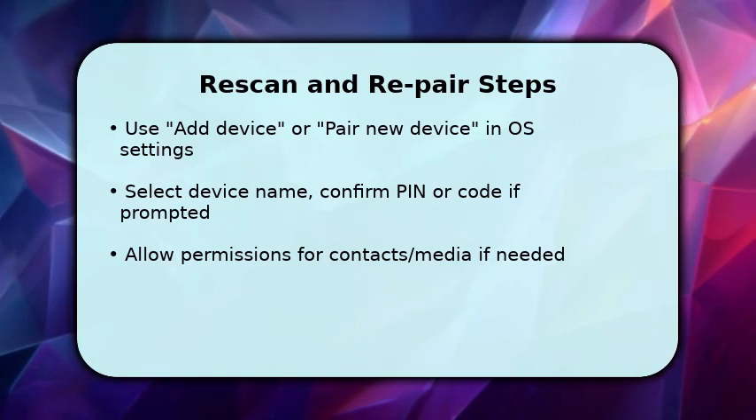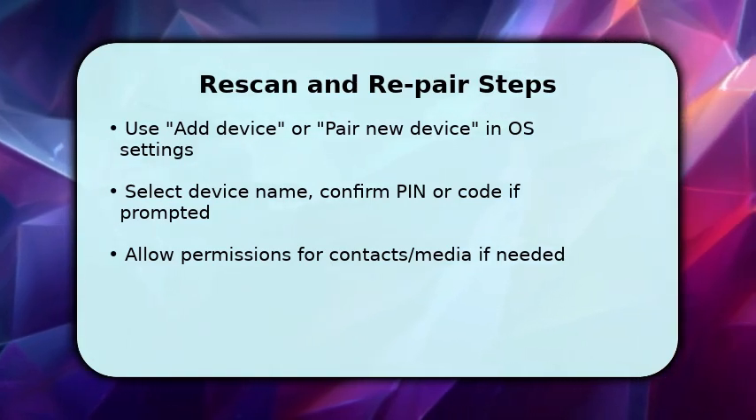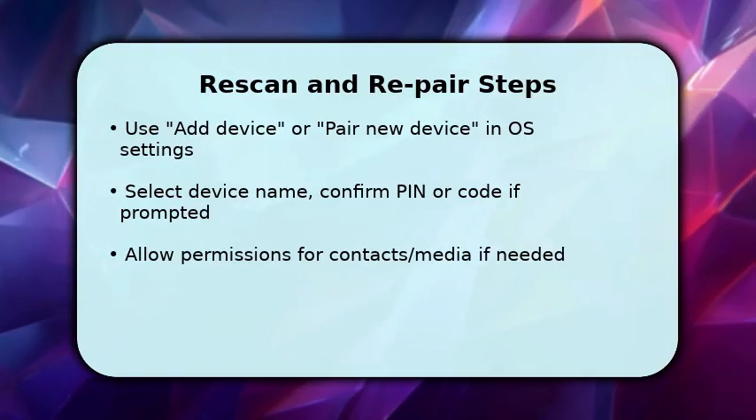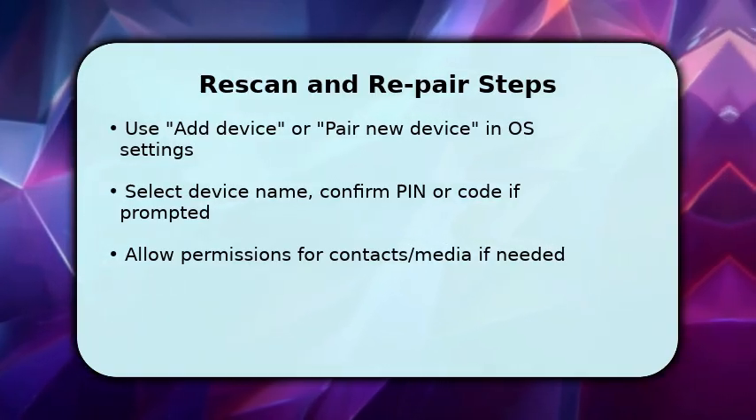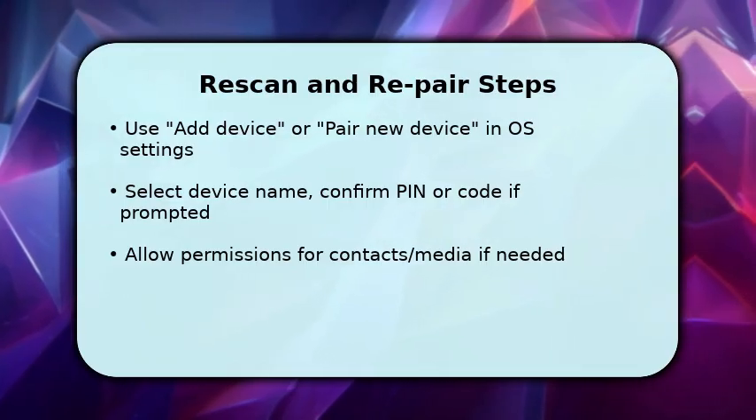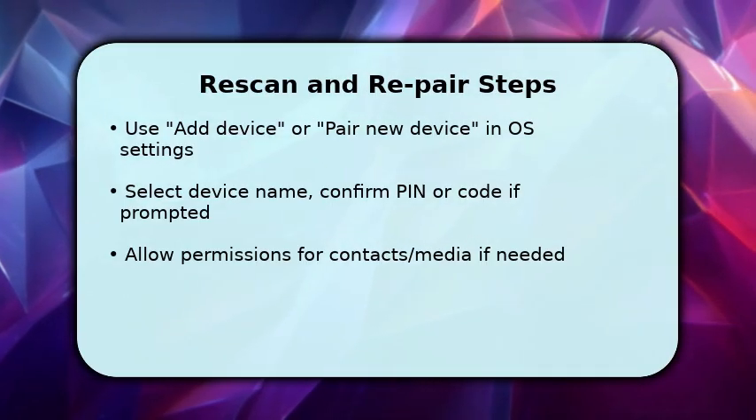Once your settings are open, use the system option to add or pair a device. On Windows, look for Add Bluetooth or Other Device. On iOS, tap the device name under Bluetooth, and on Android, choose Pair New Device.